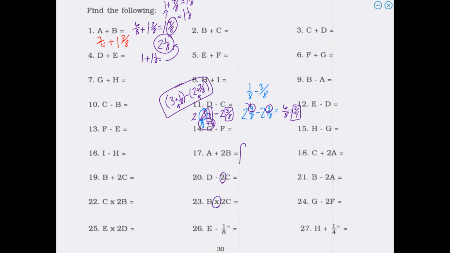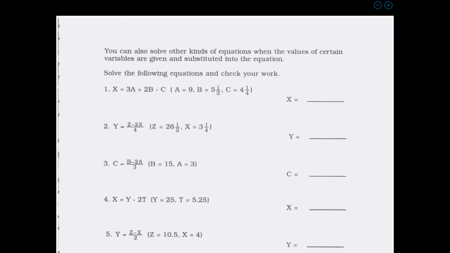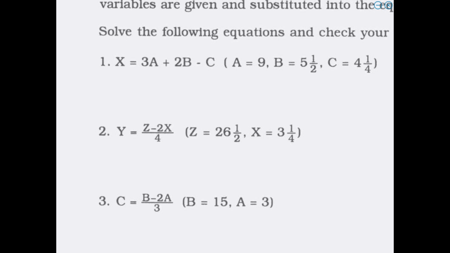So there is a back side to this. I believe that the front side is more tedious than the back side in some ways. The back side has more complicated problems on it, but it gives you what you're filling in. So you're looking for y, but it gives you z and it gives you x to substitute in.